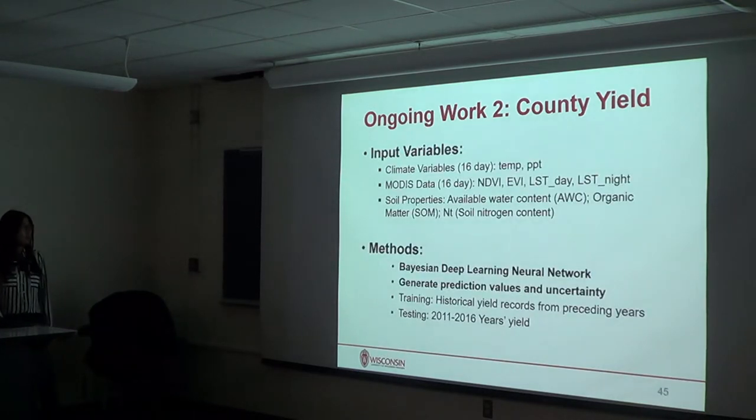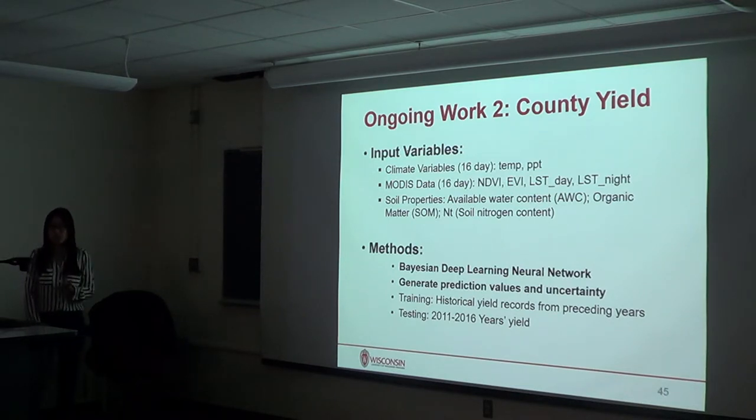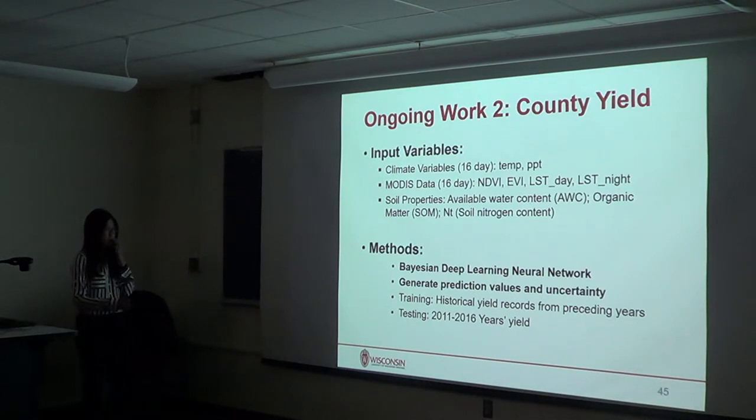We use some input variables, again including climate variables and vegetation indices from the satellite data. And here, we are interested not only in generating the prediction value, the predicted yield, that's only one value. We are also interested in quantifying the uncertainty of our prediction. So here we develop a Bayesian deep learning neural network to help tell us the uncertainty of our prediction.